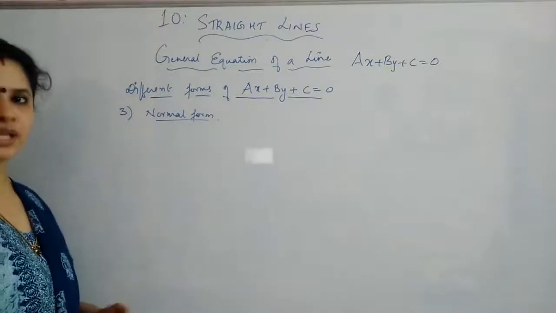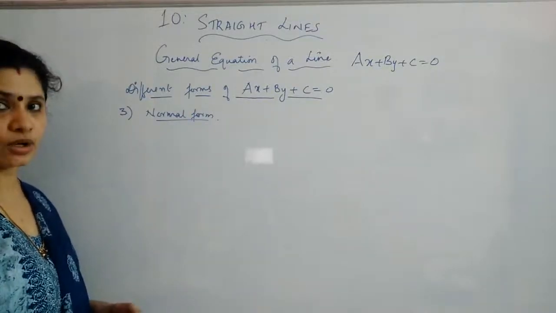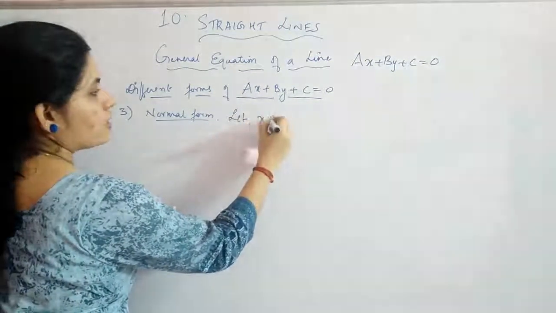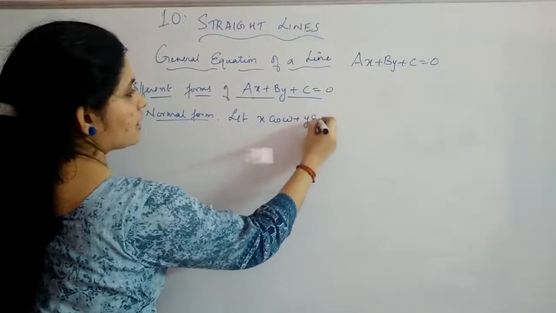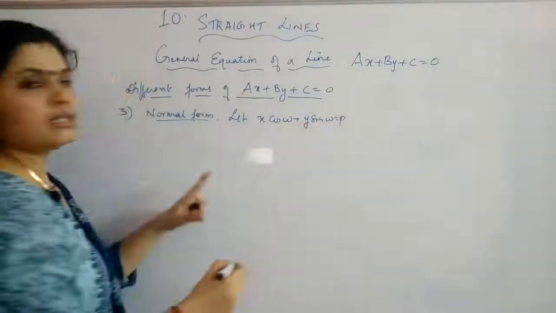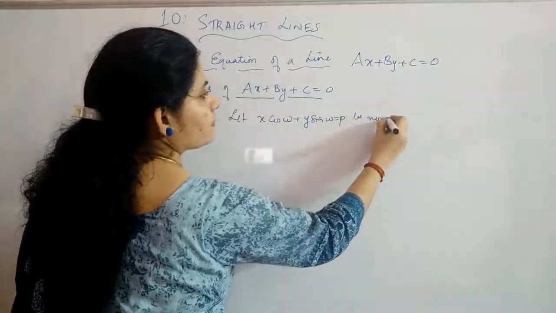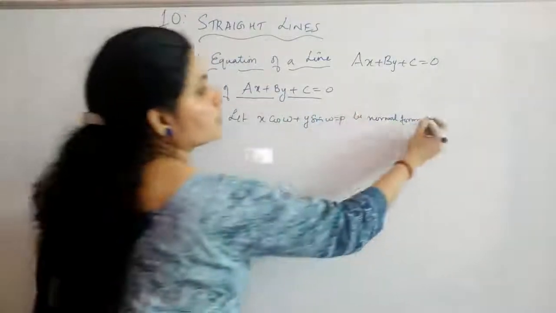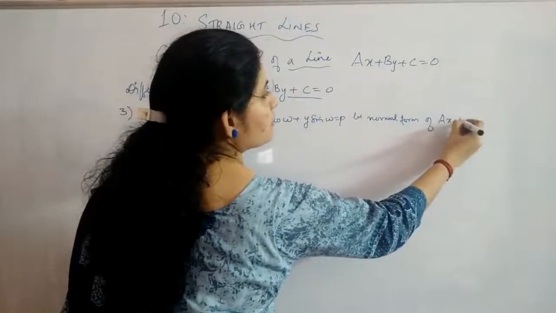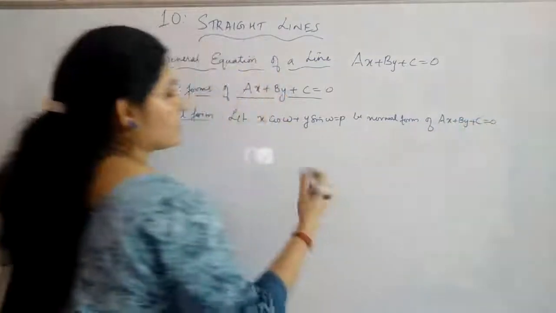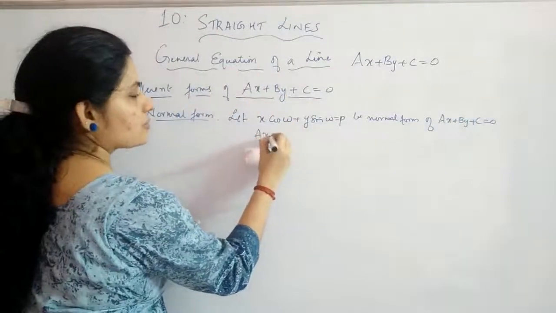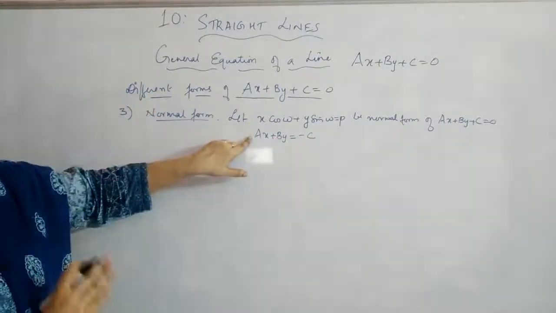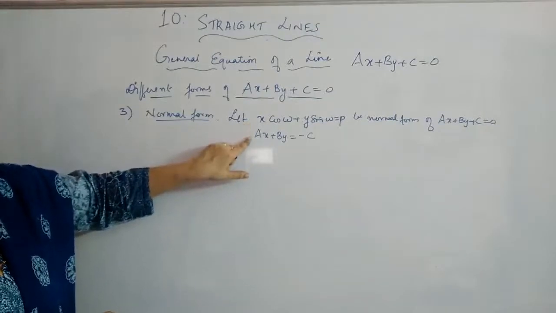The third one is normal form. Now what is normal form? x cos omega plus y sin omega equal to p is the normal form of a straight line. Now what we are doing is taking x cos omega plus y sin omega equal to p to be the normal form of the same equation, that is of the straight line ax plus by plus c equal to 0. That means when I change this as ax plus by is equal to minus c, I can say that both are representing the same line. Both are the equation of the same straight line.